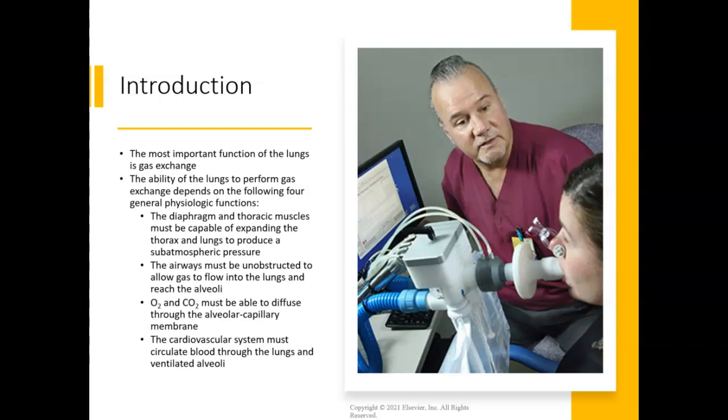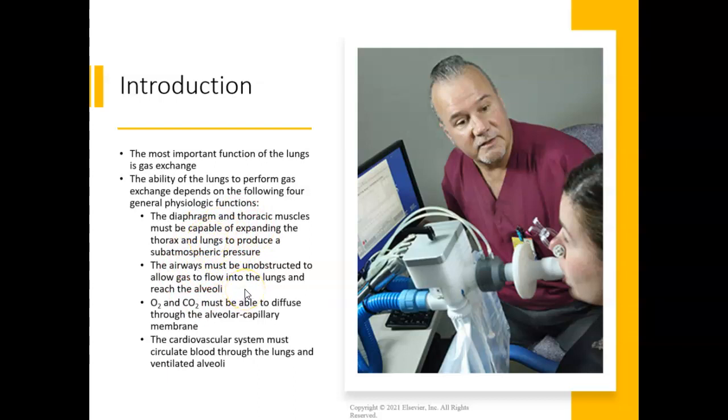The first one is your diaphragm and your thoracic muscles. Those need to be able to expand and contract in order to produce that pressure gradient that's going to cause the air to flow into our lungs, right? So we learned in disease management about how neuromuscular disorders or disorders of the skeletal muscles can have a negative impact on breathing because it affects how well these muscles contract and produce that flow of gas.